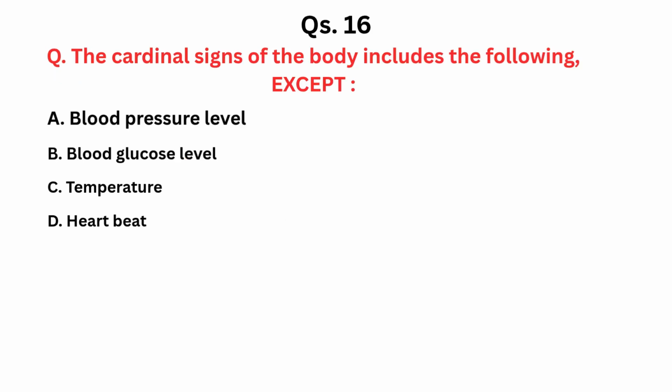Question number 16. The cardinal signs of the body include the following except. Option A, blood pressure level. Option B, blood glucose level. Option C, temperature. Option D, heartbeat. Blood glucose level is not a cardinal sign, so option B is the right answer.